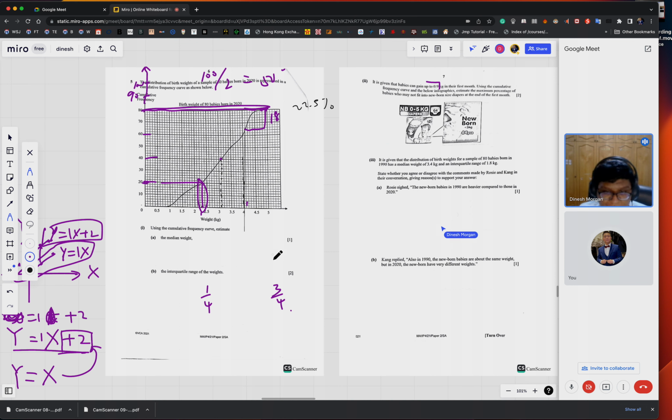So you use the median to compare, right? The newborn babies are heavier compared to, wow. Why so? I don't know whether this survey or these statistics are true or not. Why were the 1990s babies heavier compared to babies in 2020? Pandemic? Oh yeah, makes sense.